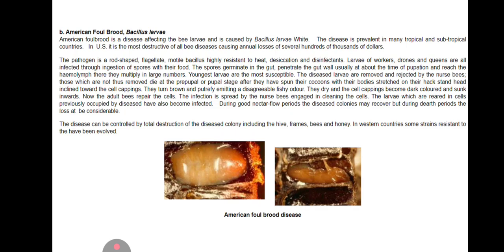Next is American foulbrood, caused by Bacillus larvae. This affects the bee larvae and is caused by Bacillus larvae white. The disease is prevalent in many tropical and subtropical countries. The pathogen is a rod-shaped flagellate.